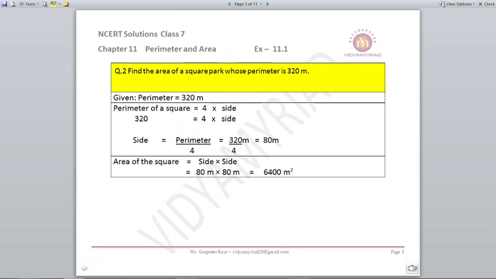Now we know the side. On the basis of the side, we can find out the area of the square. The formula for area of the square is side multiplied by side, which means 80 multiplied by 80, that comes out to be 6400 meters square.